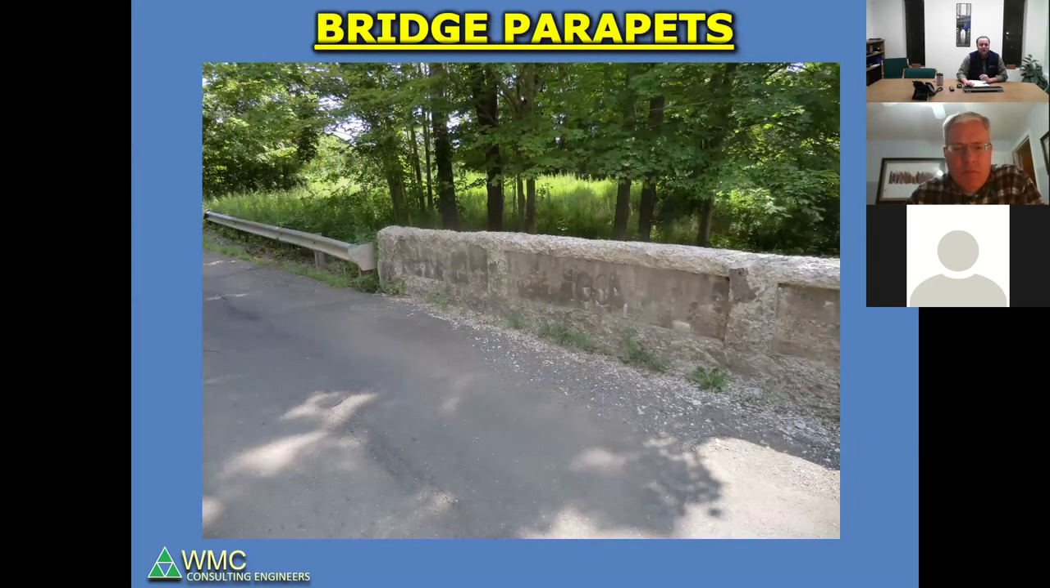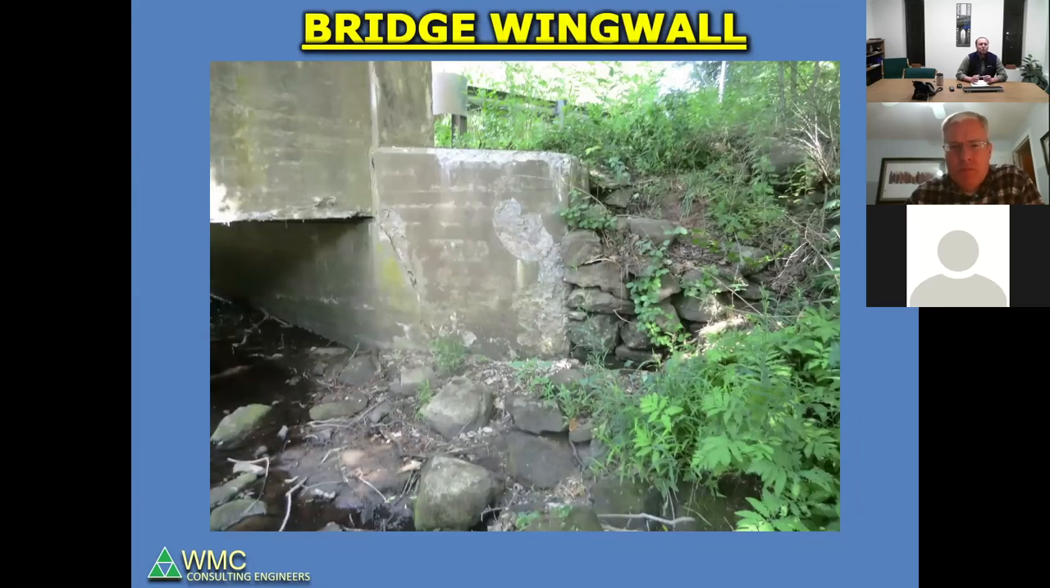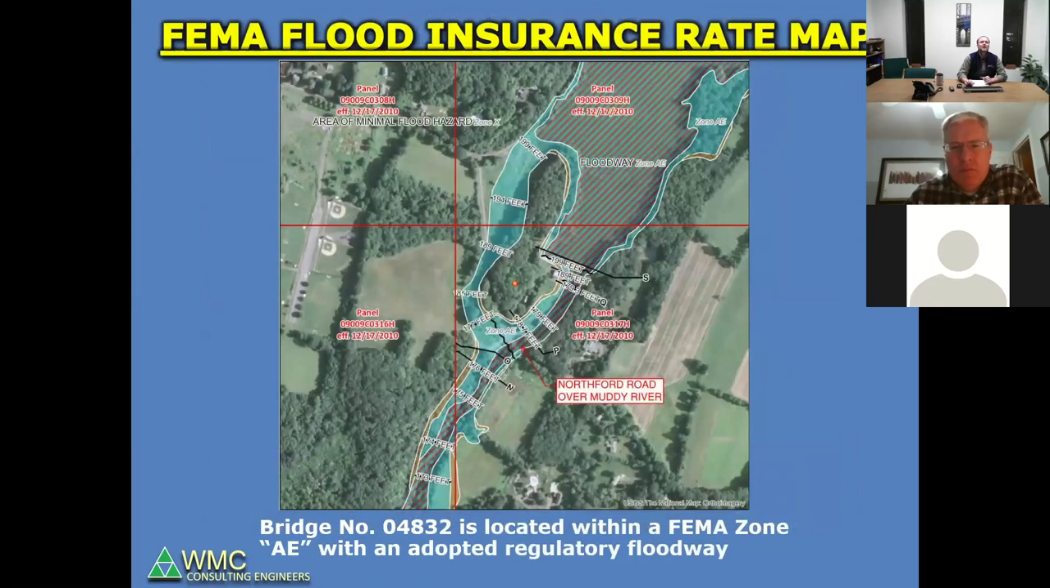Condition of the concrete parapets is pretty typical. It's been spalling off over the years of use. It's in pretty rough shape. Bridge wing walls, typical spalling. As you can see, some cracks in there. So this is typical of the substructure.